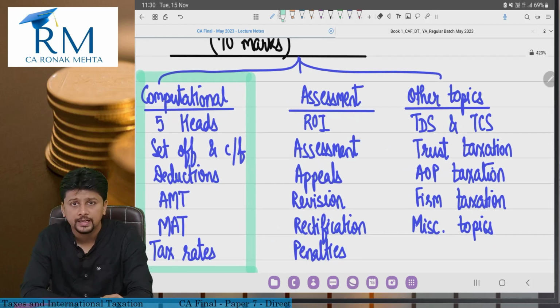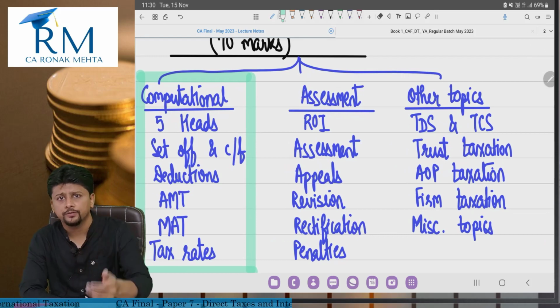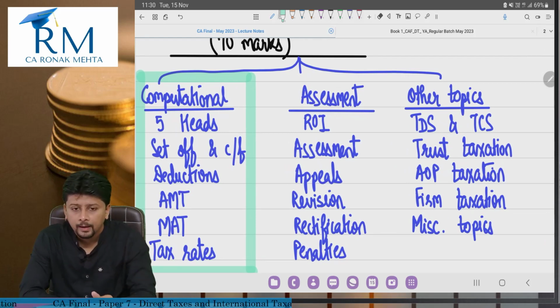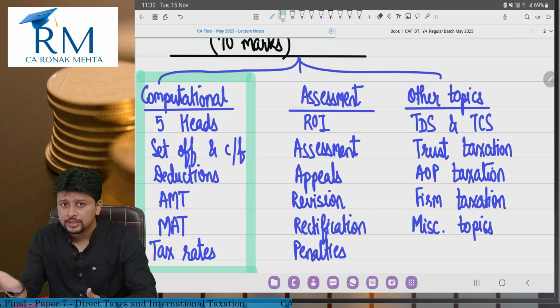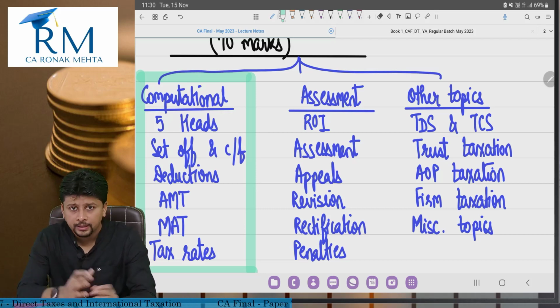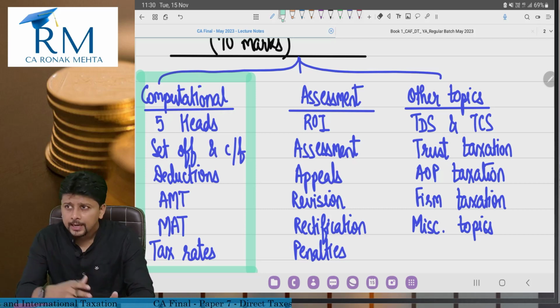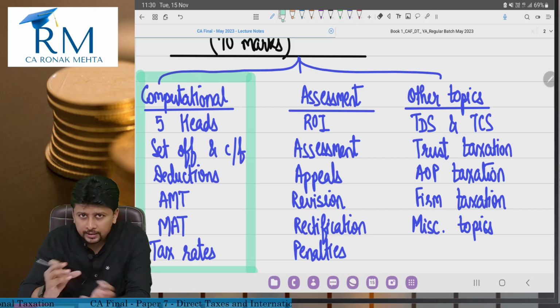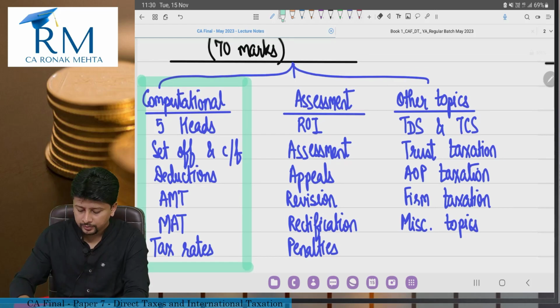So the first part of your 70 marks of domestic tax are those computational topics which we study at CA Inter: 5 heads of income, set off and carry forward, deductions. MAT is something that you don't study at CA Inter, you study at CA Final. Alternate minimum tax, AMT, now it is in the CA Inter syllabus, so you get a glimpse of it. Various types of tax rates.